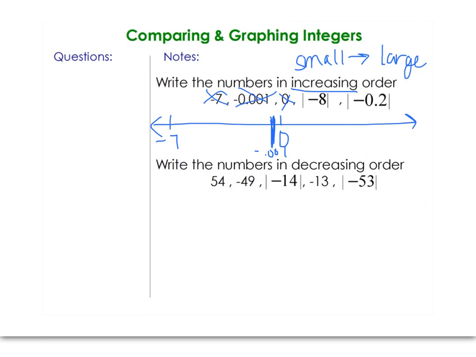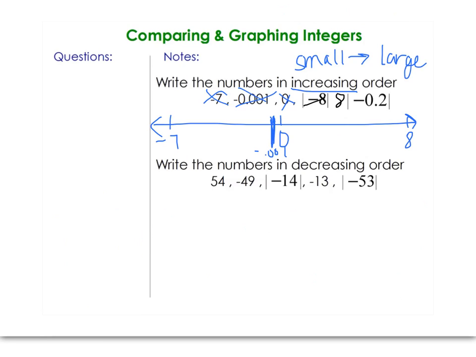Well, then you have the absolute value of -8. What's the absolute value of -8? How many units away from 0 is -8? Well, it's 8 units, so that becomes +8. And +8 is way out here on the right-hand side.